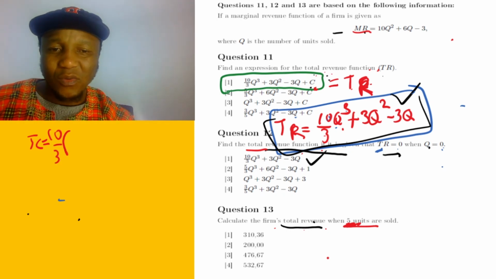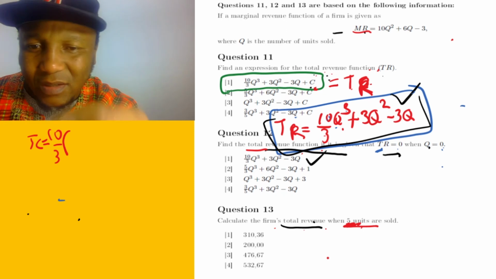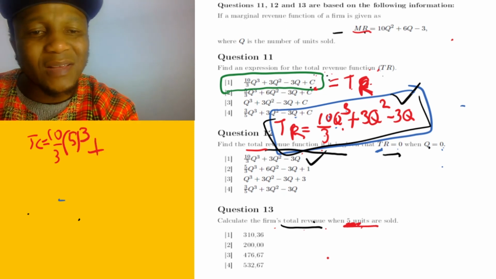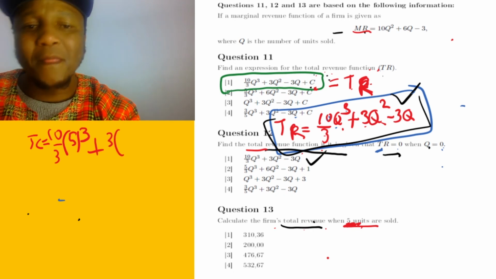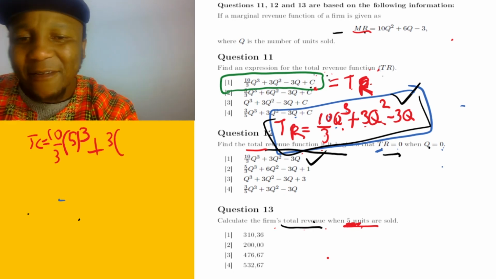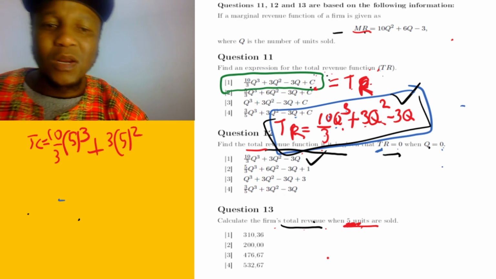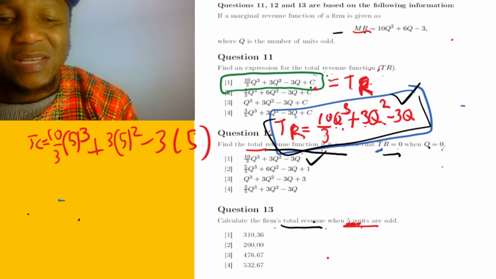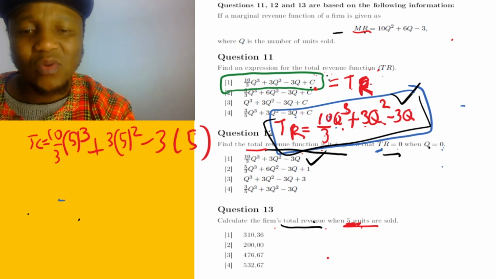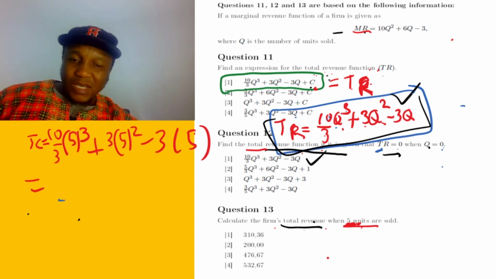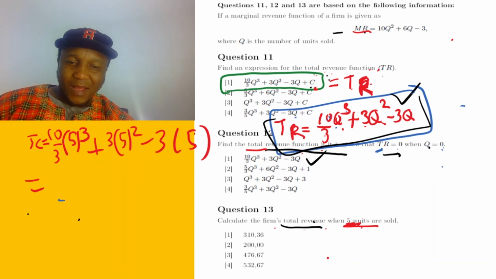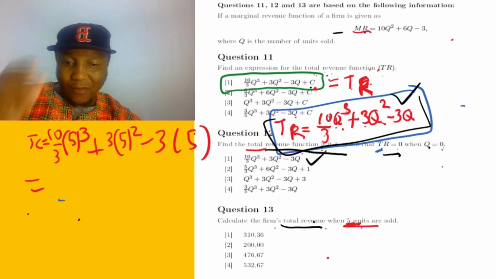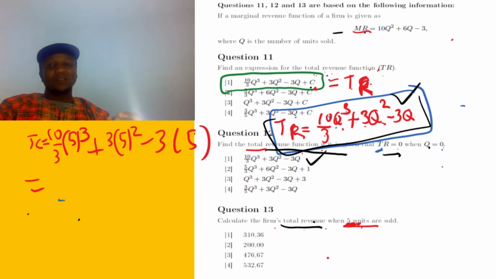What is Q? 5 units. Now we go for the next one, plus 3 Q squared, where Q is 5. Now minus 3 times 5. So this is going to give us the total revenue. I'll take my calculator quickly and plug it in. It's easy. Let me pull up my calculator here and solve the question.